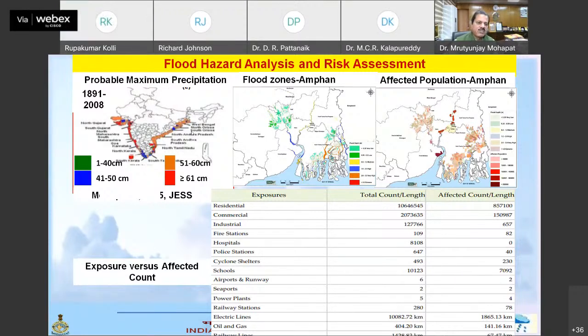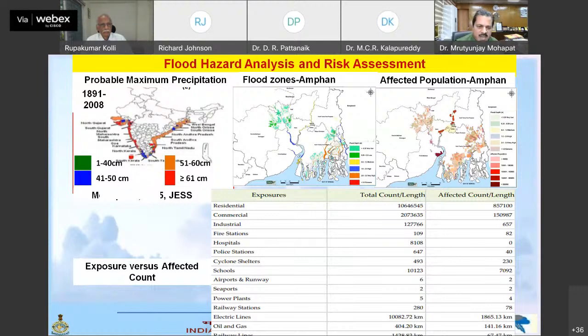On the left-hand side, you can find the maximum probable precipitation which is expected with a cyclone. On the right-hand side, you can see the flood zones in Amphan and the affected population in Amphan because of the floods. And on the bottom, you can find the various types of socioeconomic attributes which are expected to be damaged by the cyclones. All these attributes are being prepared in real time and provided to the district collectors, the state authorities and national authorities to take preparatory actions.